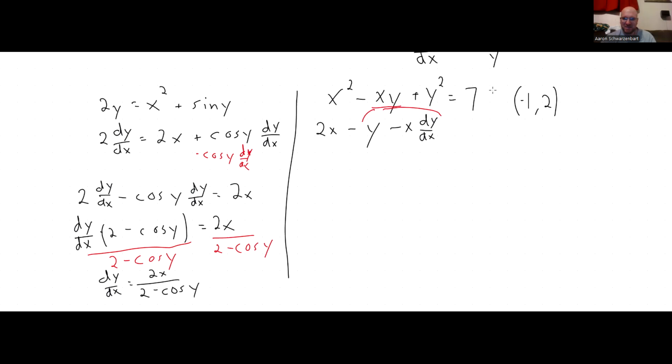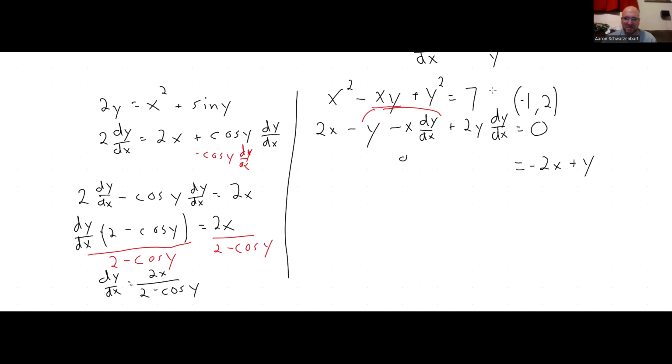Plus 2y dy/dx equals 0. I sometimes struggle to remember to take the derivative of the constants in these when they're by themselves, but they do equal 0. So now I'm going to move things to the other side and factor out the dy/dx. So everything that doesn't have a dy/dx is going to be over here. And yes, I'm subtracting. I just don't feel like writing.